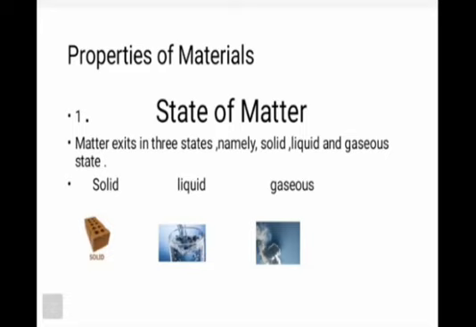First is state of matter. We know that matter is anything which occupies space. Matter exists in three states, that is solid state, liquid state and gaseous state. Now one by one we will see the characteristics of these states.